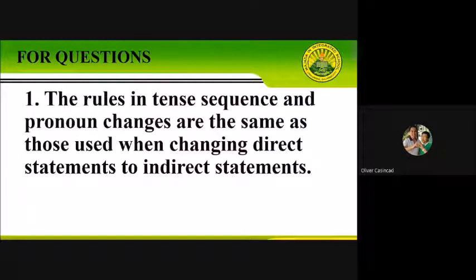Next type of sentence is, of course, asking questions. What are the rules to observe? Rule number 1, the rules in tense, sequence, and pronoun changes are the same as those used when changing direct statements to indirect statements. So whatever the rules in the change in time, change in place, change in pronoun, change in what else? Change in tense will also be observed in the questions.